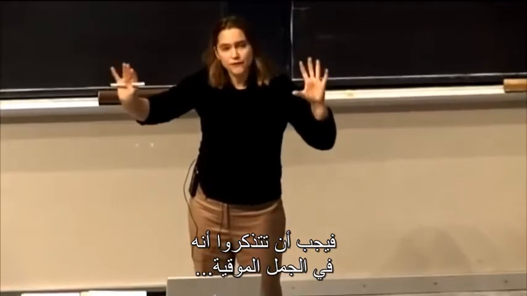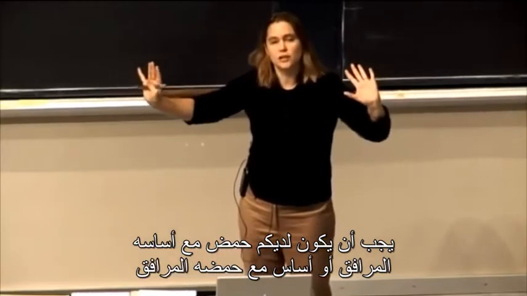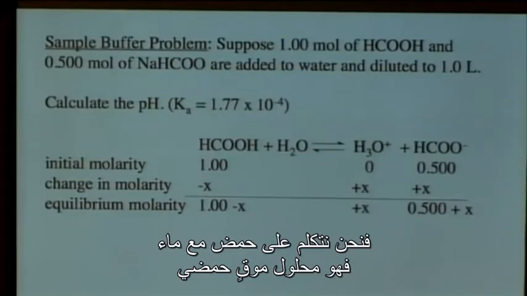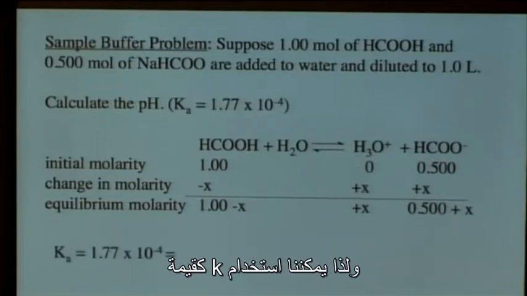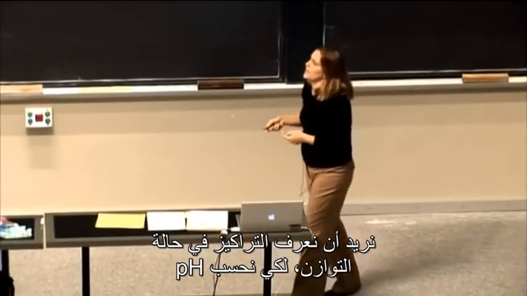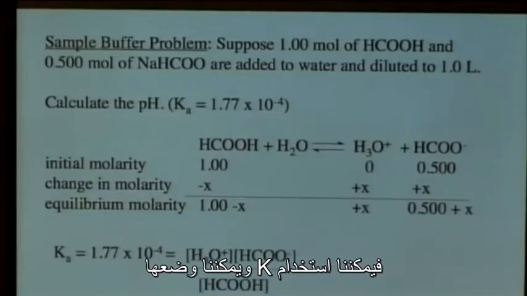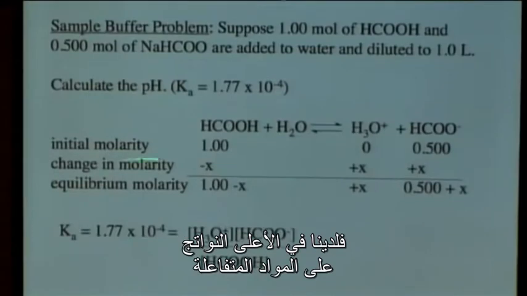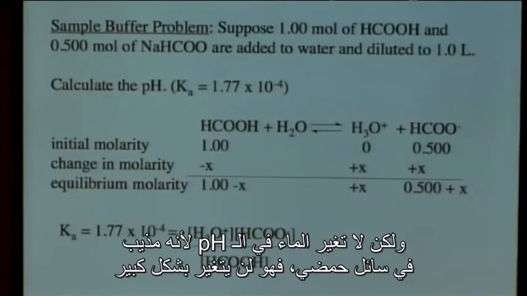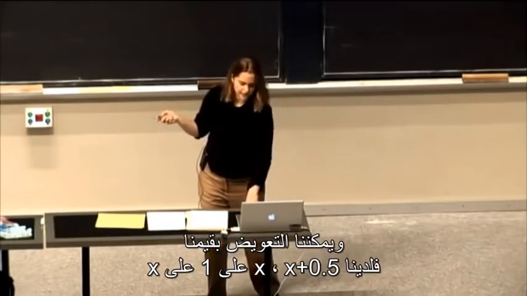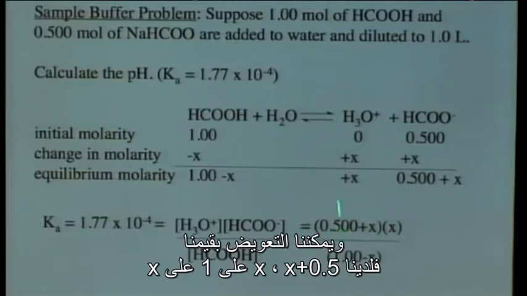You remember that in a buffer, you've got to have both an acid and its conjugate base, or a base and its conjugate acid. Here we're talking about an acid and water, so it's an acidic buffer, and we can use our Ka value. We want to know the concentrations at equilibrium to calculate our pH. So we set up the Ka, with products over reactants on top. We're not including water because it's dilute in solution and isn't changing very much. Now we can plug in our values: 0.5 plus x, times x, over 1 minus x.